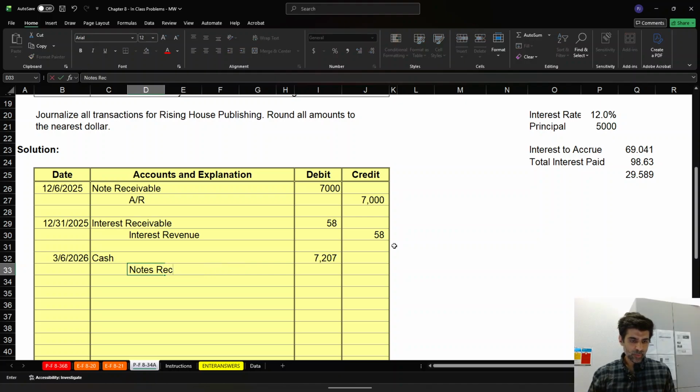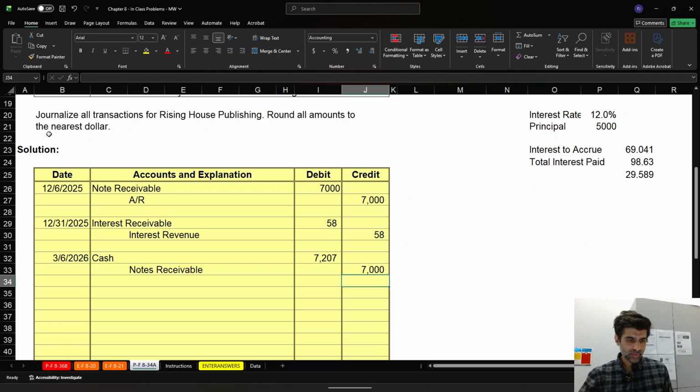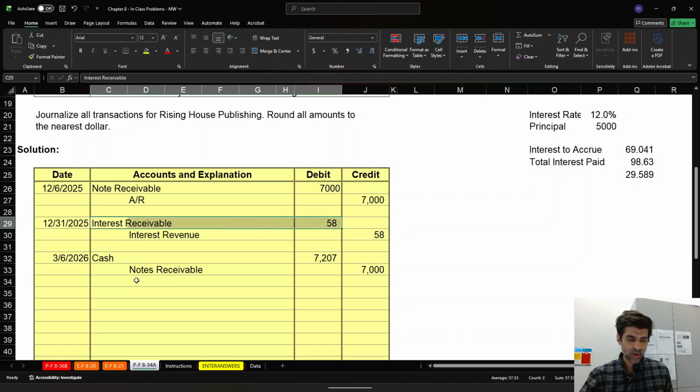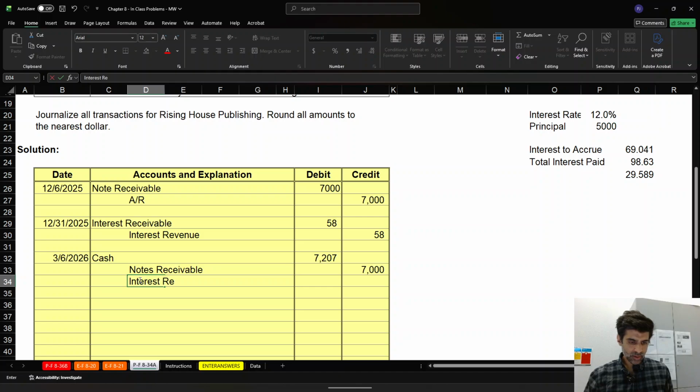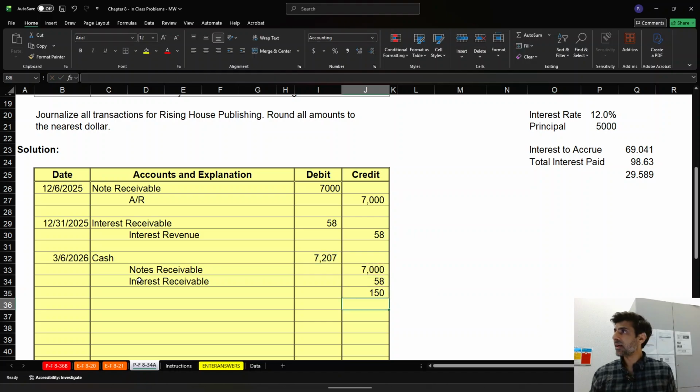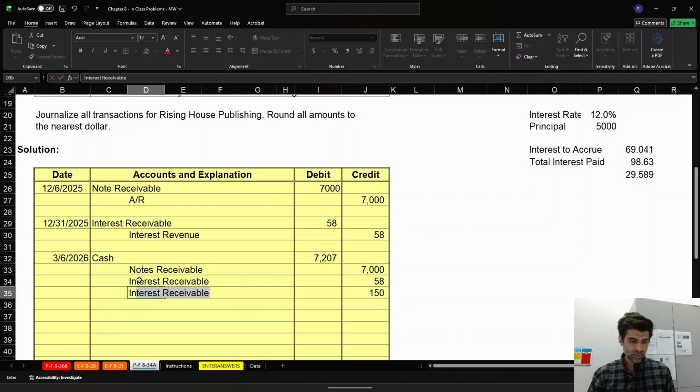Notes receivable is going to get reduced by 7,000. This note receivable is now going away, so this and this are offset. This interest receivable is also going away. And then the easiest way is just to say this minus this minus this. This is our interest revenue for 2026.